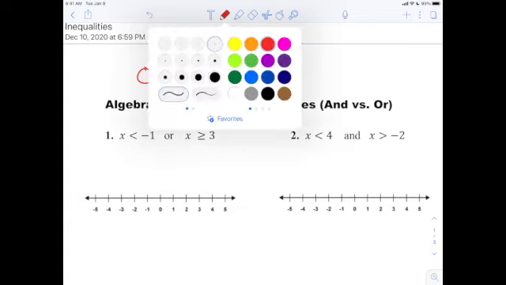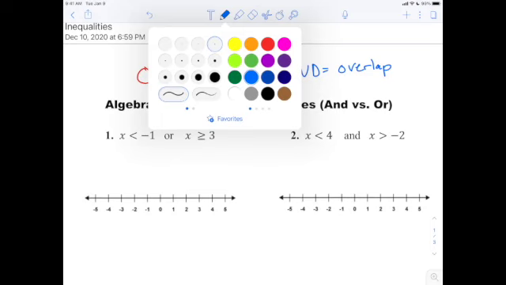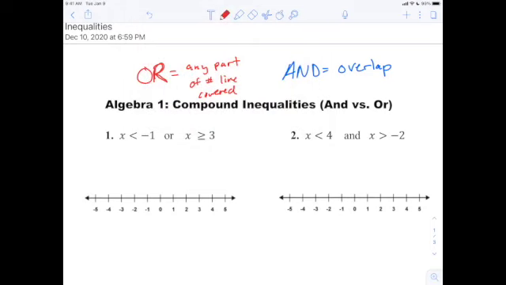But when it comes to ands, think of the difference when you use the word and. This and that means both things have to be true, which means you're going to be looking for where the two inequality graphs overlap each other. That would be the region where both are true. So, and: you're looking for overlap. Or: you don't really care if only one is true or both are true, just any part of the number line covered. Let's see a few examples of how this might play out.